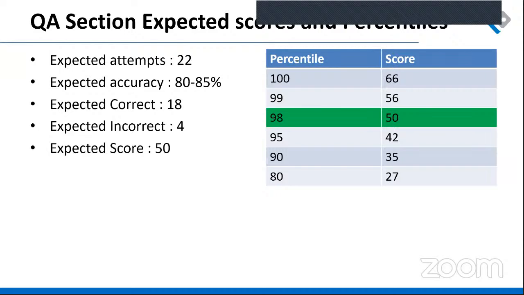So anybody now targeting something should aim at least for 95 percentile, nothing below 95. So that was the analysis of the quant section.